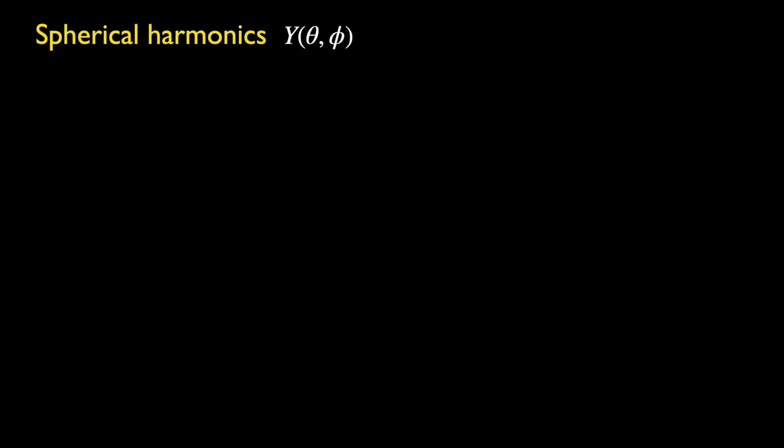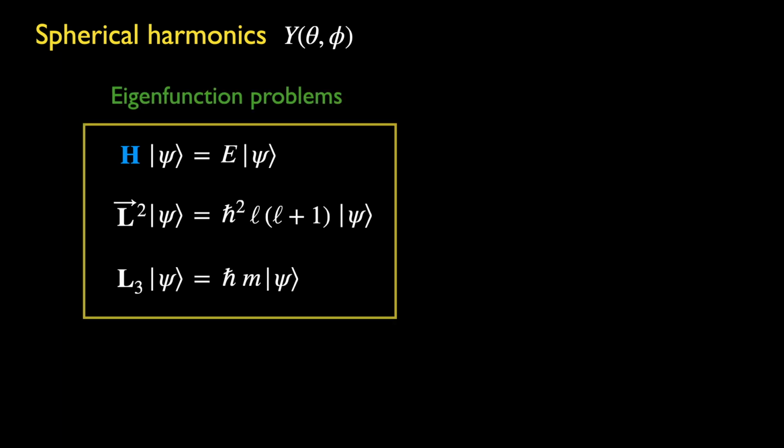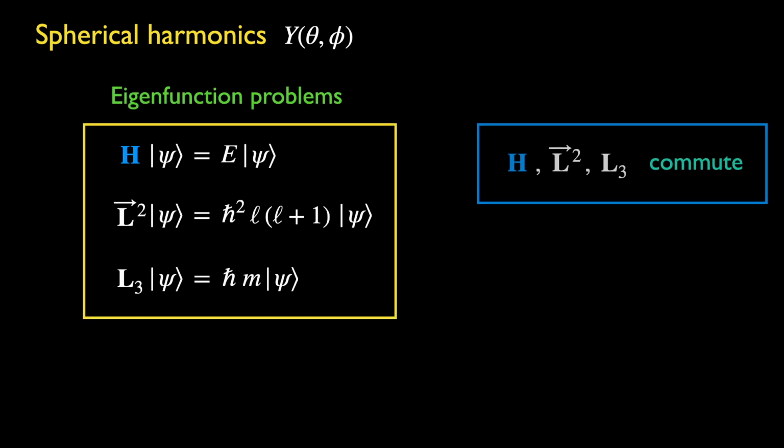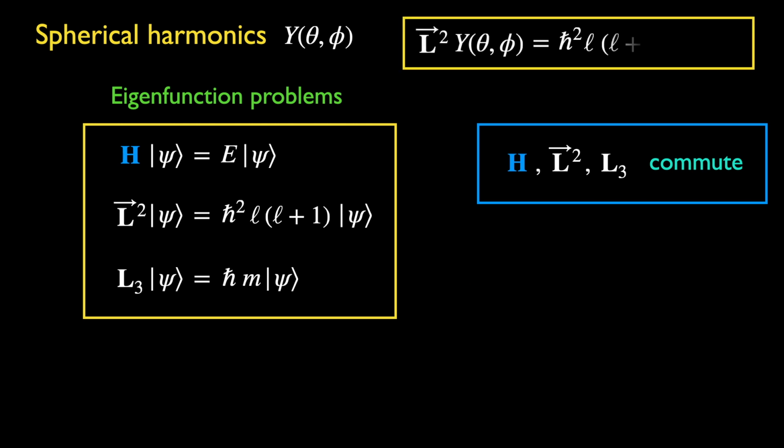Today, we continue our discussion of spherical harmonics that carry the angular variables of the wave function. Let's see where we stand in solving the eigenfunction problems of the three commuting operators H, L², and L3. For an introduction to these problems, refer to Lecture 8 of this series. In the last lecture, we have found the eigenvalues for L².